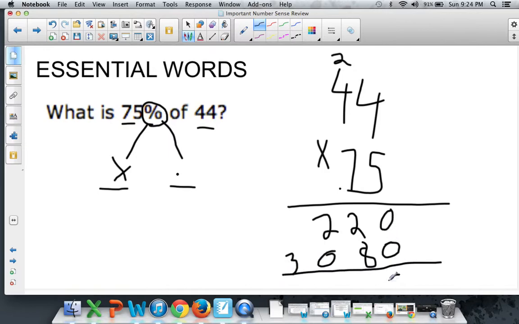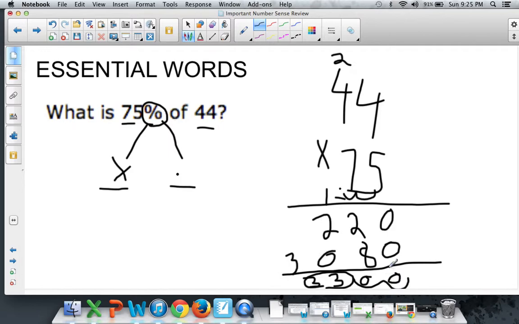0 plus 0 is 0. 2 plus 8 is 10. Carry the 1. 1 plus 2 is 3. 3 plus nothing is 3. We're not done yet. There's a decimal in this problem. There are 2 numbers past the decimal, so that means 2 jumps. 1, 2. Final answer of 33. 33.00, but whatever, same thing.